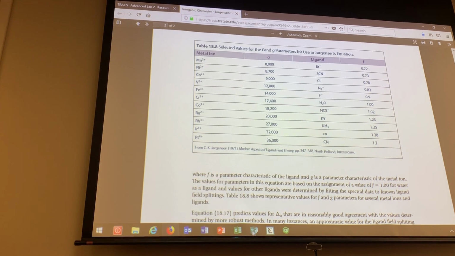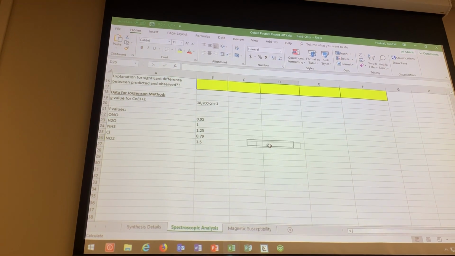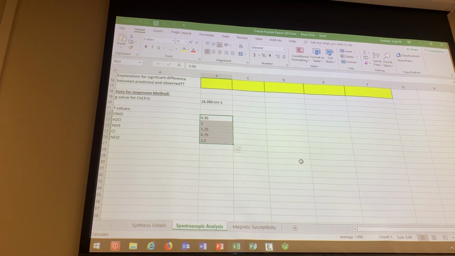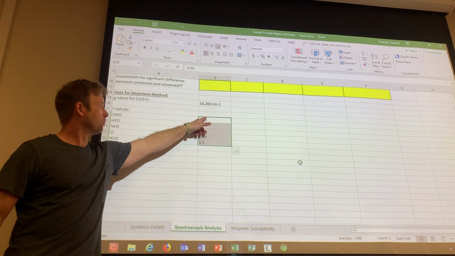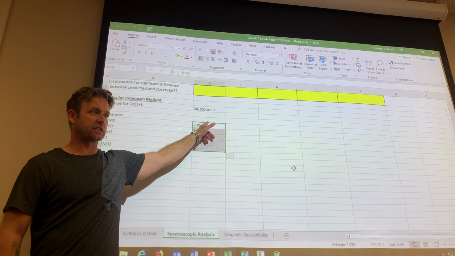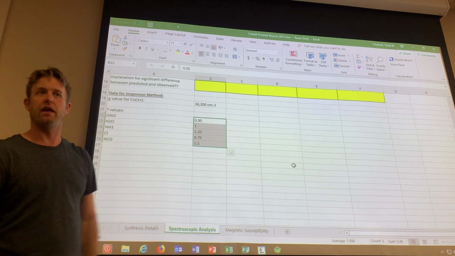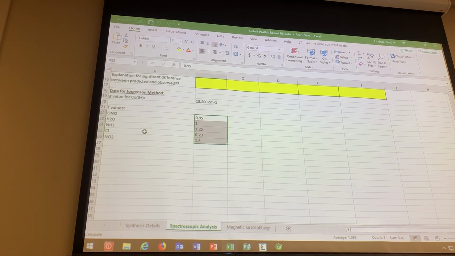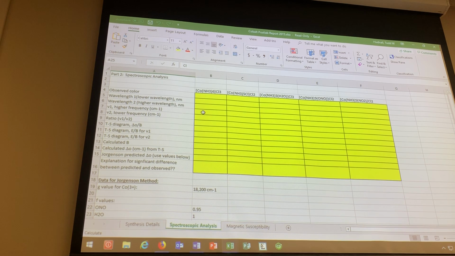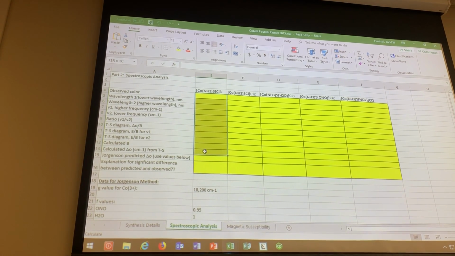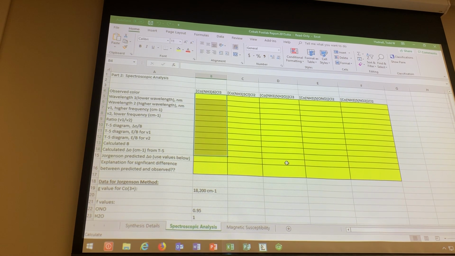So let me flip back over again. I apologize for jumping around a lot. For the ligands that you'll be using, we've already provided what the F values are, and this G value is just copied directly from that other file. But basically what you're going to be able to do is go through, and like I said, all of this is the experimental data, which will get you all the way down to a calculated delta naught, okay?